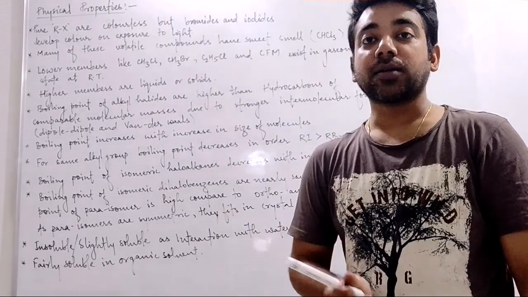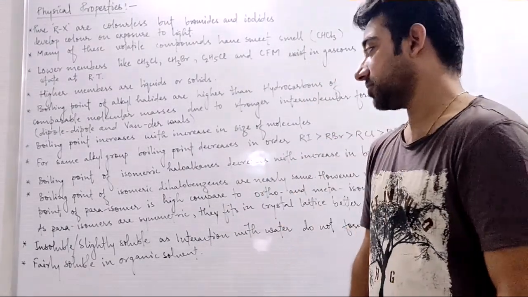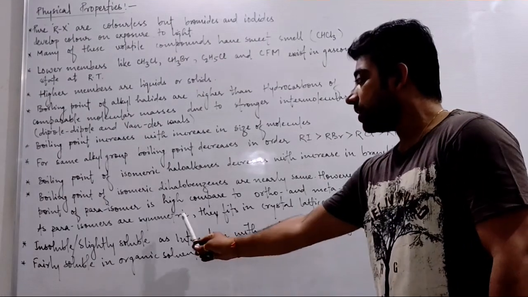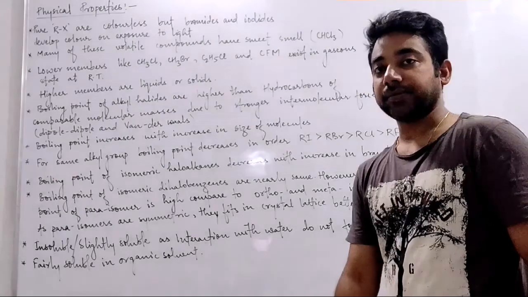Next is this question रहता है, why melting point of para dichlorobenzene is higher than that of ortho and meta dichlorobenzene? आपको reason यही देना होगा, para isomers are symmetric and they fit in the crystal lattice better.